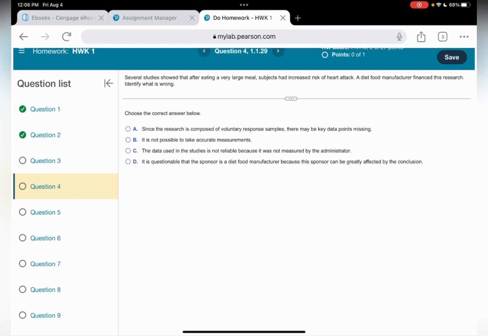All right, several studies showed that after eating a very large meal, subjects had increased risk of heart attack. Oh, okay, so large meal increases heart attack. Which means don't go to restaurant, the plate is so big. The food on the plate is so big.